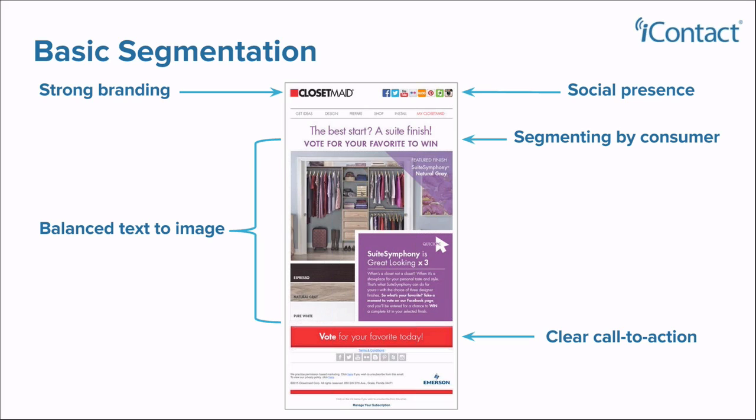Like in this example here, are you incorporating things like a social presence? Because it's so easy to cross promote across the different platforms. Of course, having your strong branding and a balanced text to image ratio, these are all really common things that you need to keep in mind when you're building a mobile friendly, mobile responsive template or just a message in general.